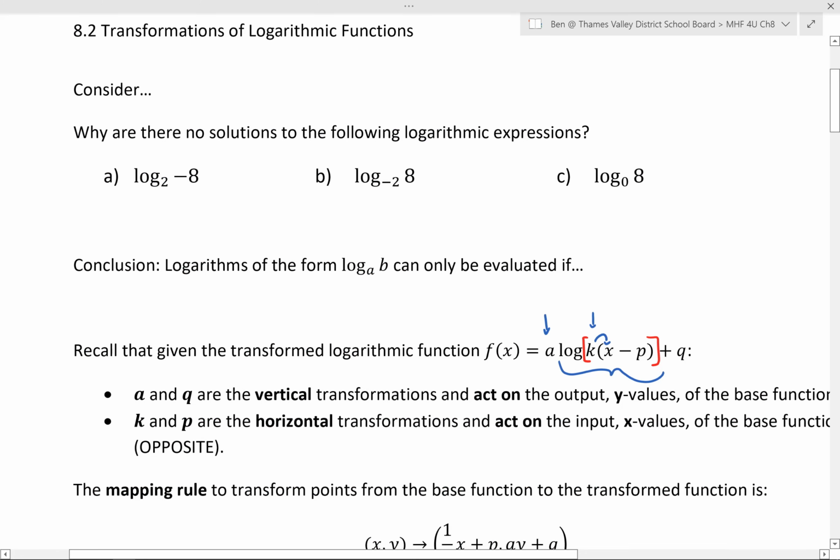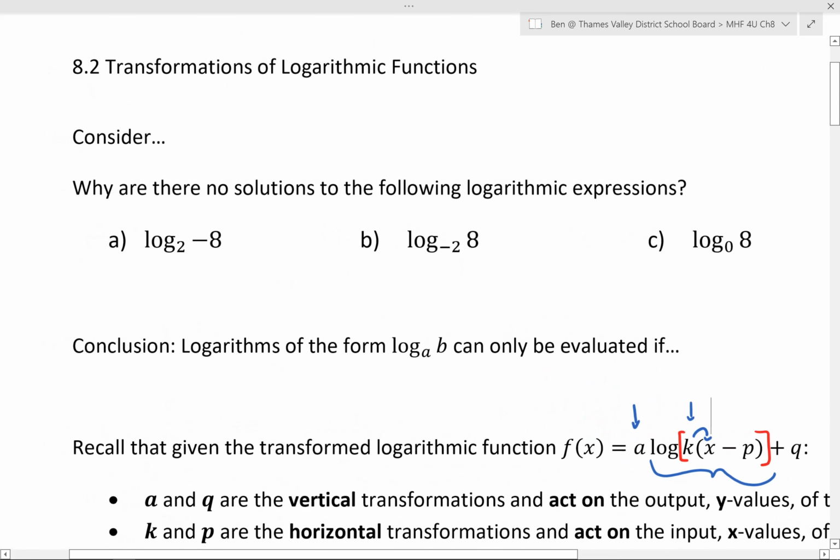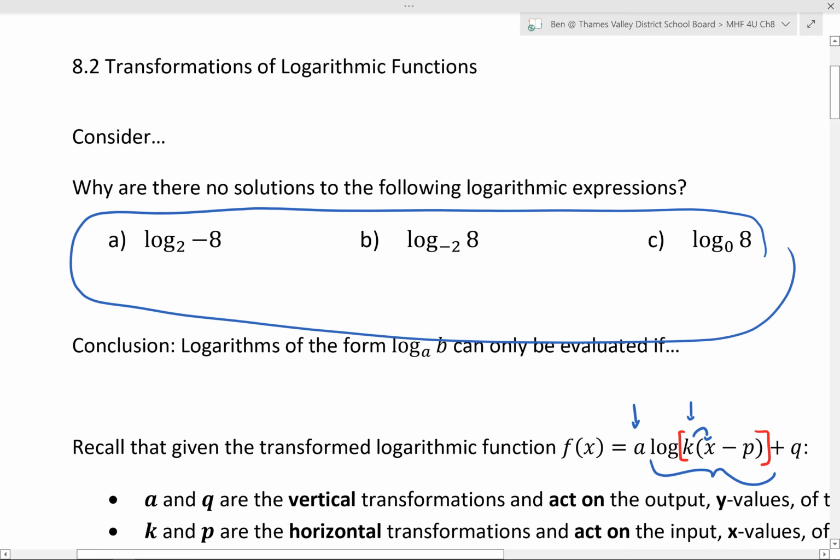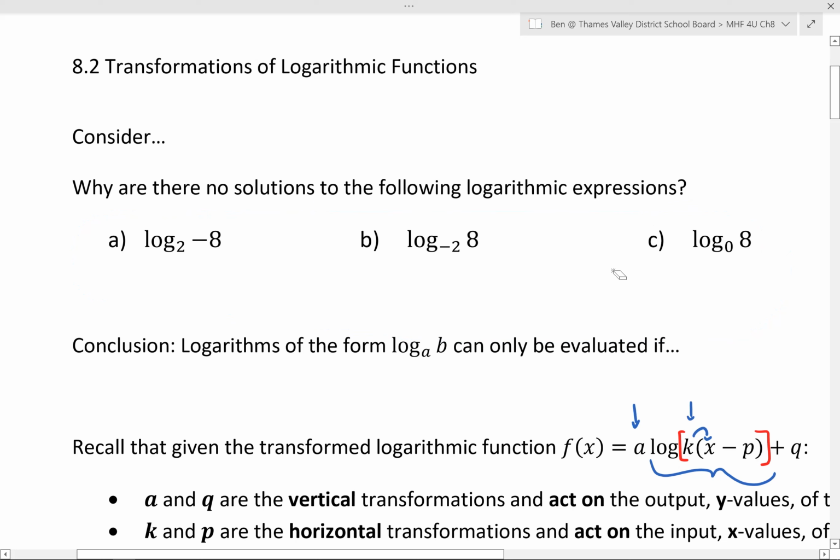Now, before we get into that, though, that was, I guess, a little bit of a head start. Before we get into that, though, let's take a look at some restrictions that we might find on these logarithmic functions. Okay, so I encourage you to pause the video here and consider for A, B, and C, consider writing these in exponential form. Try to find why it is there are no solutions for each of these expressions.